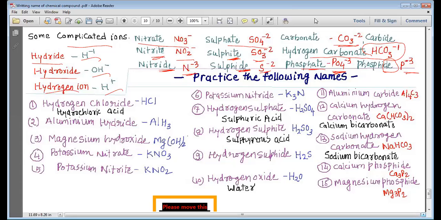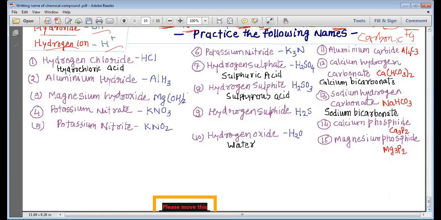Same way, my dear students, if you have carbide ion, that is either C minus 4 or C plus 4. Please remember, if you have carbide ion, then it is going to be C minus 4 or C plus 4. Generally, it is minus 4, but for carbon ion, we write C plus 4, and for carbide ion, we write C minus 4. So by using this, we can write their formulas. But before that, let us look at a few more examples, my dear students.